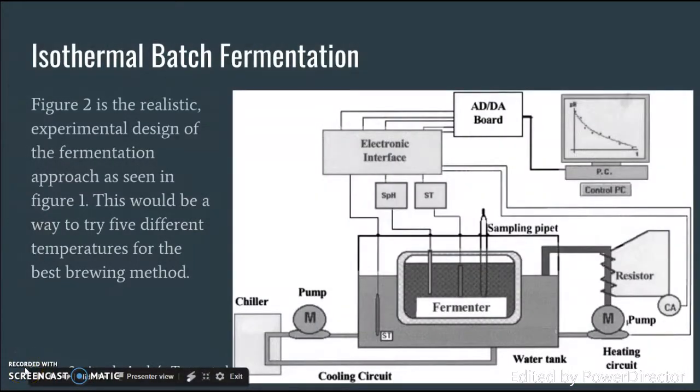For isothermal batch fermentation, this is a diagram that shows a way of trying 5 different constant temperatures in the fermentation process. The 5 temperatures used under this model were 8, 12, 16, 20, and 24 degrees Celsius. Each of these was repeated 3 times for the most accurate numbers available, and were read for the best times and temperatures in regard to the byproducts and the sugar concentrations.